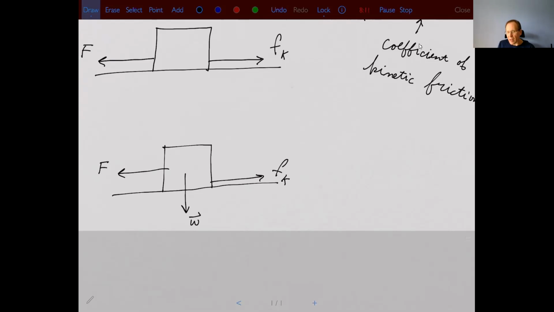But there's also another force here, right? If the weight were the only vertical force acting, this thing would accelerate downward. And it's not. It's not accelerating in the y direction at all, right? It's staying on the table. So there must be a force that the table exerts on the object in the upward direction. And that's what we call the normal force.